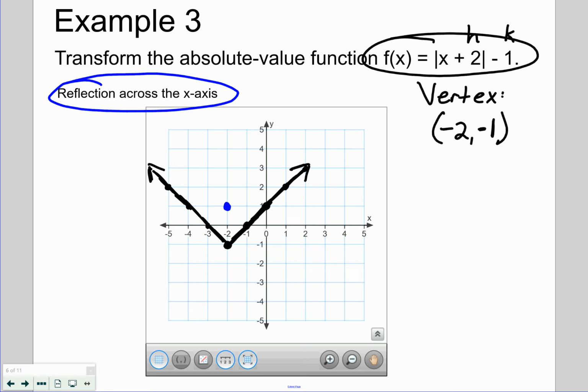What about these points that are on the x-axis? What happens when you try to reflect those? If they're on the x-axis, they actually stay on the x-axis. All right, those points don't move. What about these points that are 1 unit above the x-axis? They're going to be 1 unit below the x-axis. And you should already see what's happening. What's happening to our V? It's going upside down.